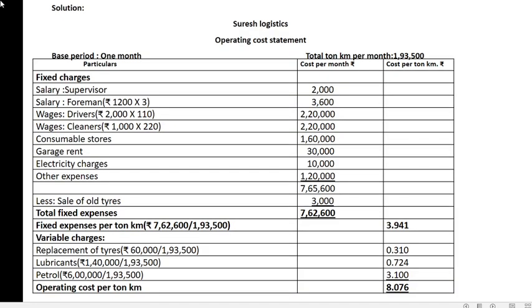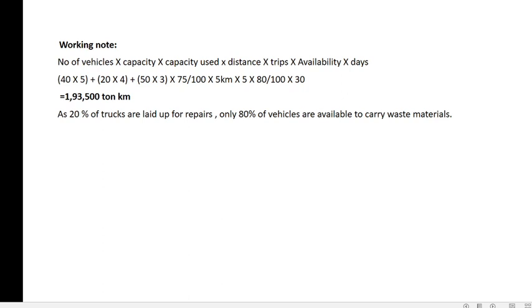Now we come to the solution. Suresh Logistics operating cost statement. In this, the total ton kilometer per month is 1,93,500. For the calculation of this, we have made a working note. Number of vehicles into capacity used into distance into trips into availability into days.